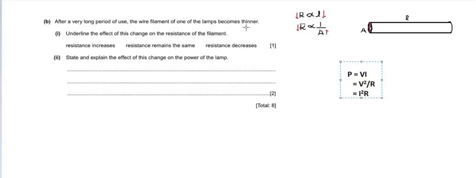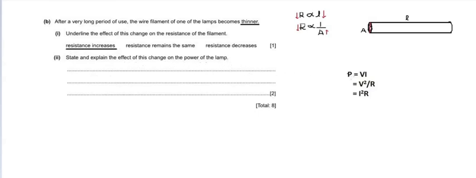So we are making the wire thinner here. If we are making the wire thinner, that means we are decreasing the cross-sectional area. And if you decrease the cross-sectional area, what will happen? The resistance will increase because this is in inverse proportionality with the area. So when it becomes thinner, this area will decrease, and when the area decreases, the resistance will increase. So this will be our answer, and we have to underline it: resistance increases. Now the second question in part B: state and explain the effect of this change on the power of the lamp.